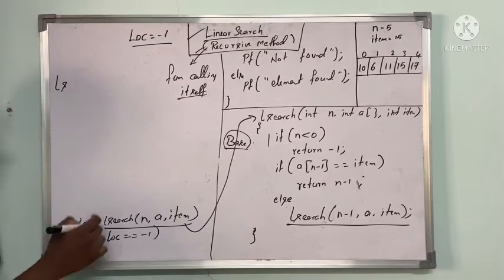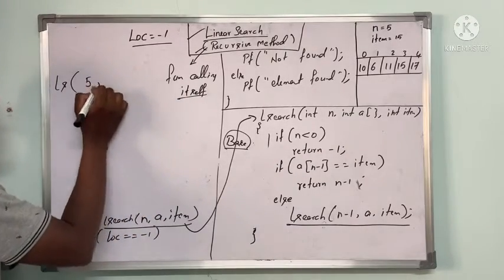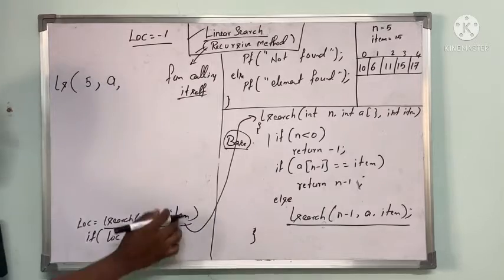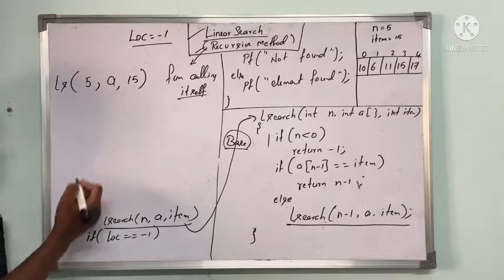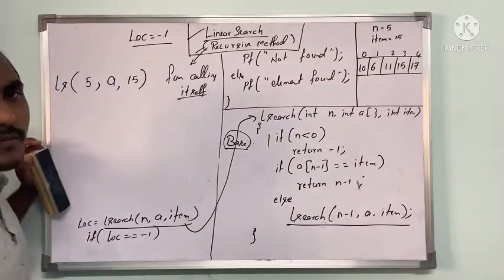We have linear search. First it will represent n. N is nothing but the number of elements, which is 5. A is nothing but the array elements, where we have the 5 elements. The element that I want to search is 15. So this is the first function call that will be transferred to this sub function.